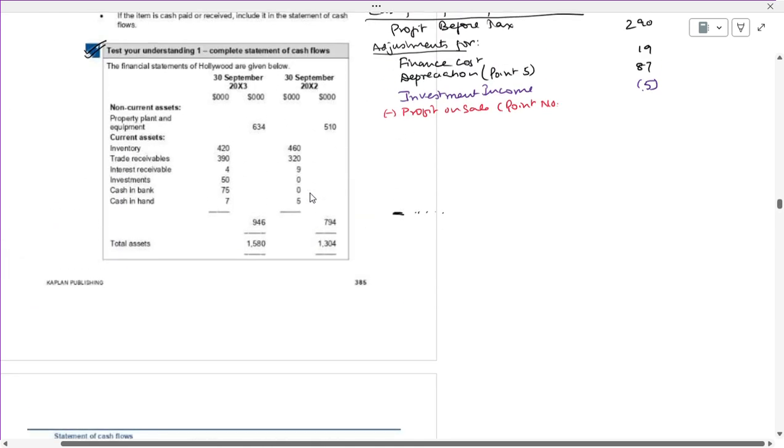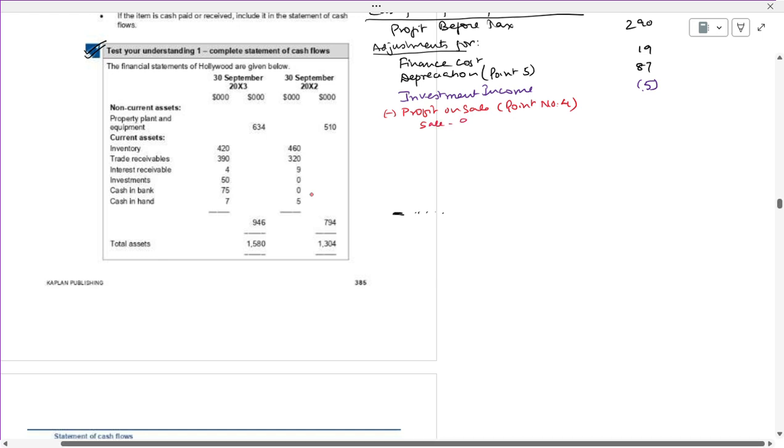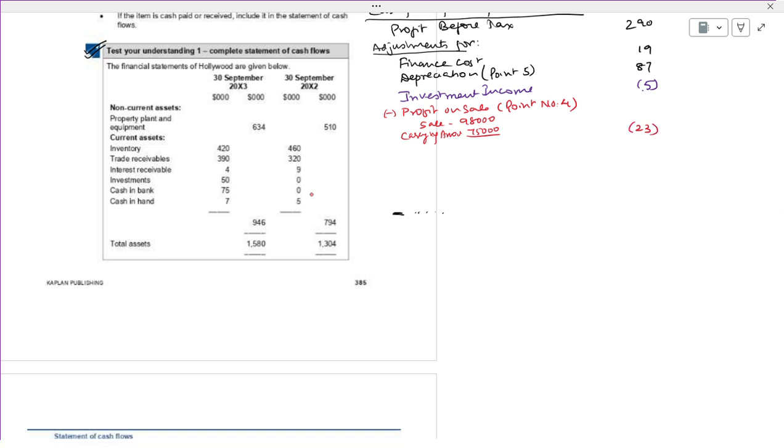If it is a loss, we add. If it is a profit, we subtract. Sale is 98,000. Carrying amount is 75, I am writing very slowly. Difference is 23. Minus. Fine, now we have done this.